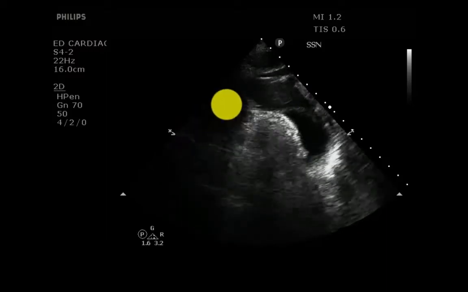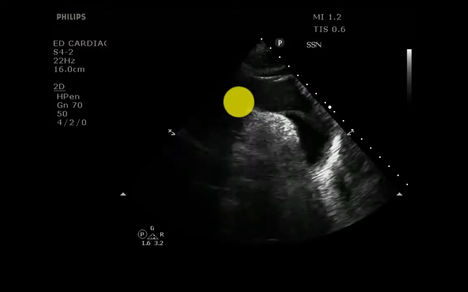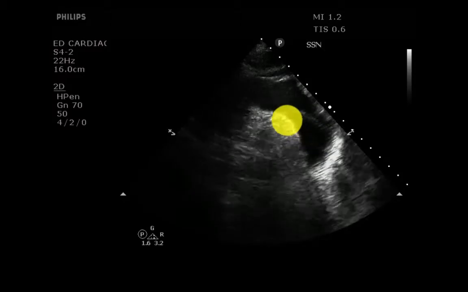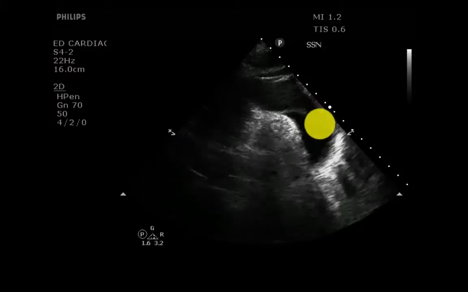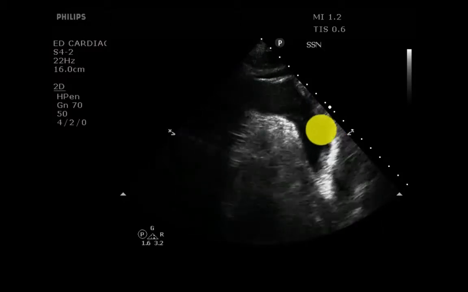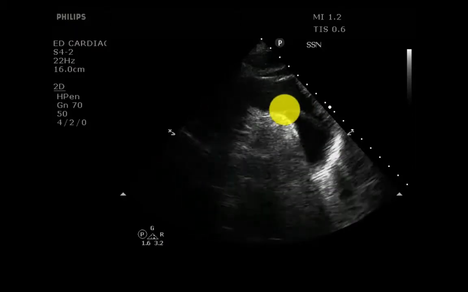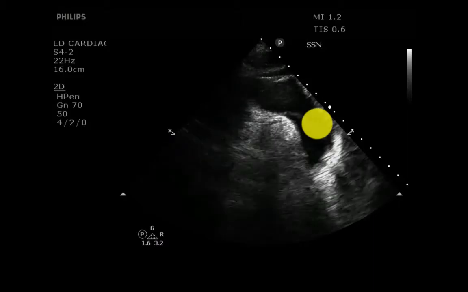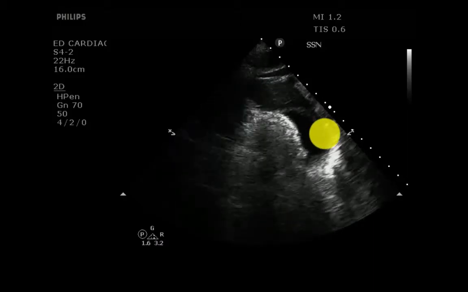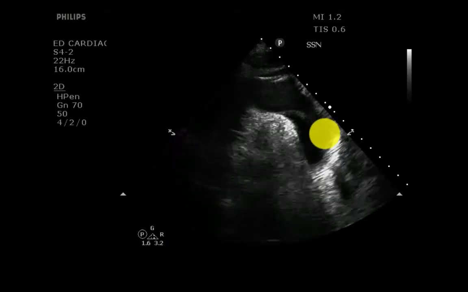So you can see again, this is ascending aorta, arch, and descending. And you can see this echogenic flap here moving with systole and diastole. So this guy had a Stanford B or a DeBakey 3 aortic dissection.